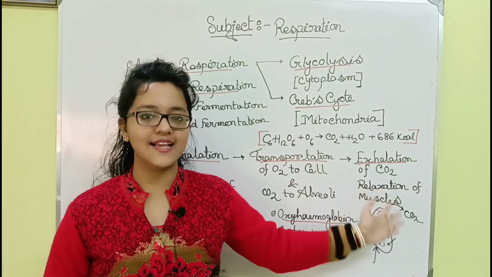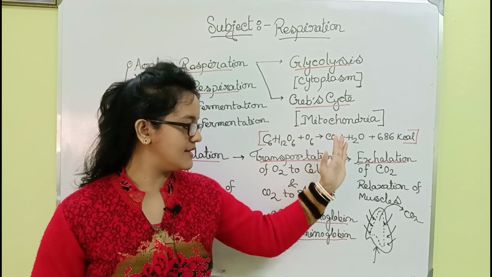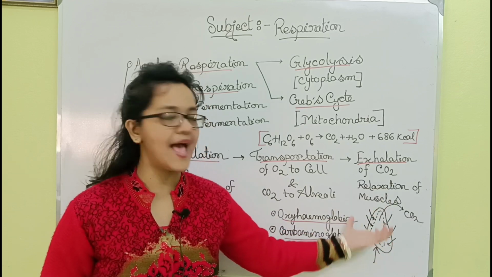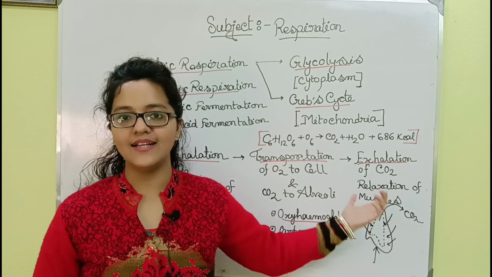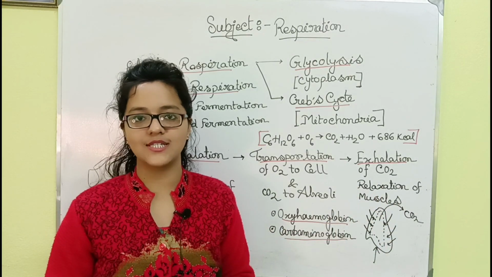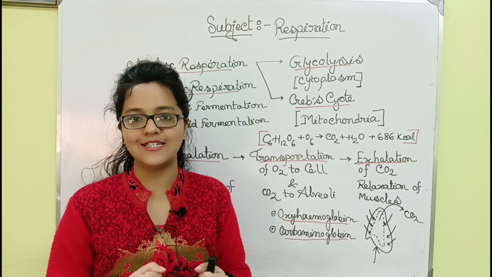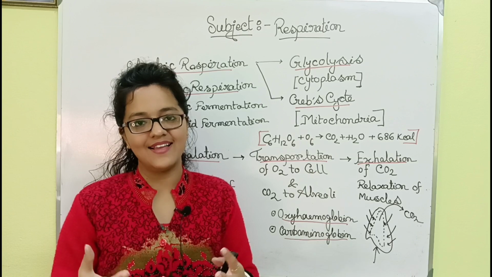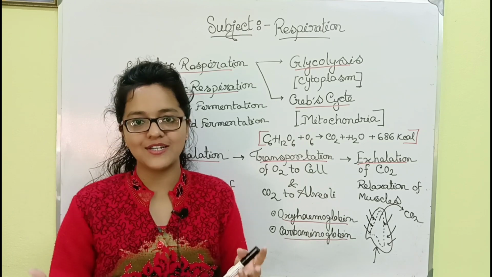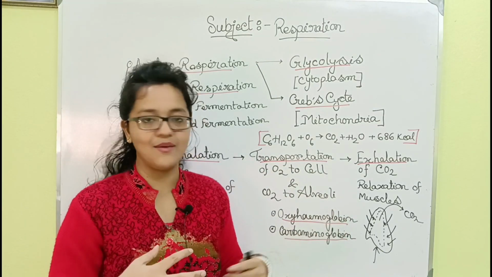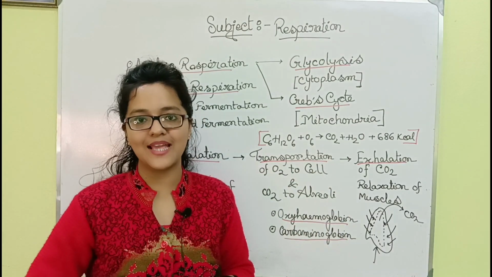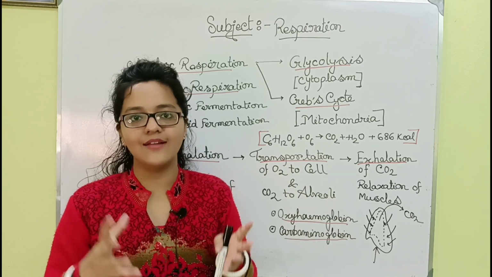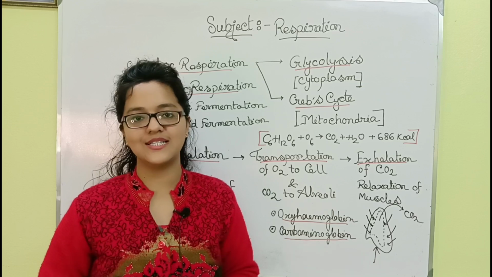The last point is exhalation, and by this process the emission of carbon dioxide occurs by the relaxation of the muscles. The intercostal muscle and diaphragm muscle relax, and by this relaxation the internal space of the lungs decreases and the pressure inside the lungs goes up. By this increase of pressure, we can exhale carbon dioxide. And this is the main structural and functional features of our respiratory system.